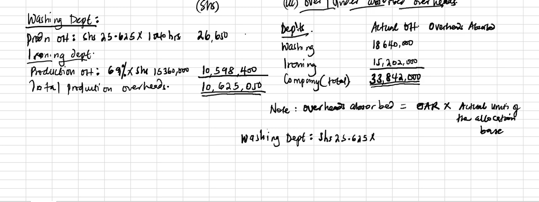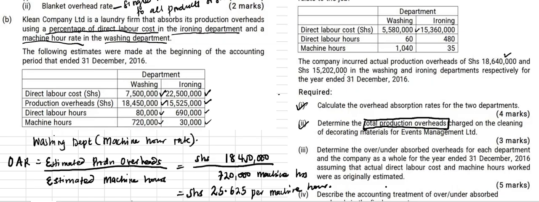We have said, assuming that the actual direct labor cost and the actual machine hours worked were as originally estimated. The estimated machine hours in the washing department were 720, so 25.625 times 720, original as estimated.